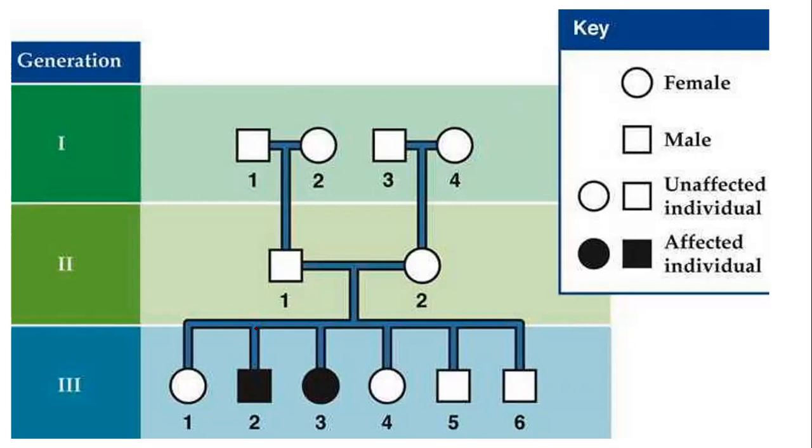They go on and have 6 children, for example. 4 of them are unaffected. We have a female, a male, and a male. But they have 2 individuals who are affected. So they have a female and a male who are affected with cystic fibrosis.